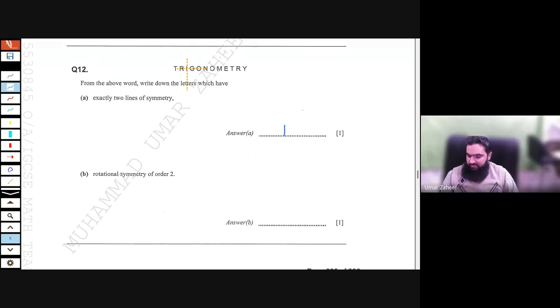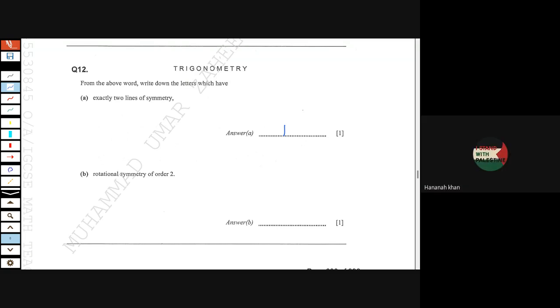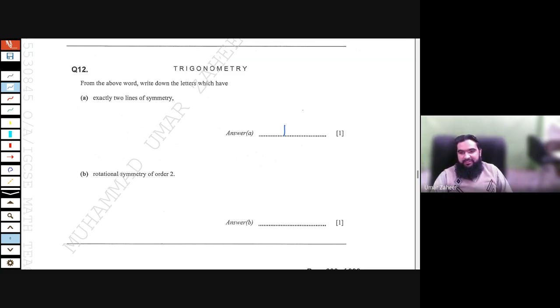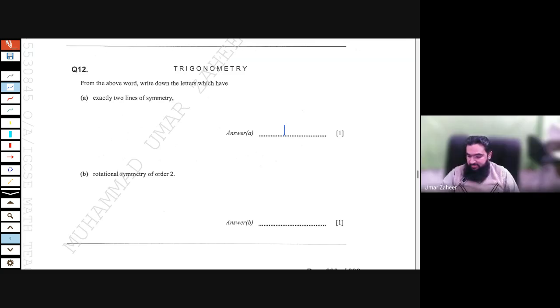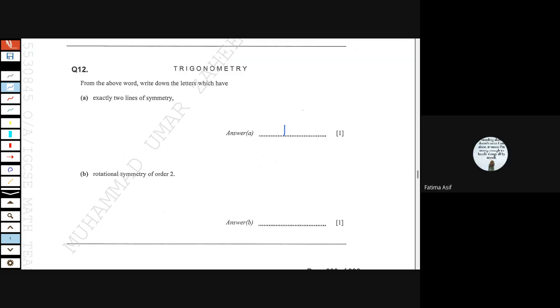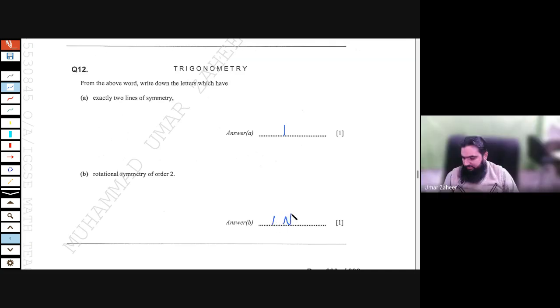Rotational symmetry of order 2. I and N. Fatma, Safa, Rabia, are you here today? Yes, sir. Okay, the letters with rotational symmetry of order 2 are I and N.